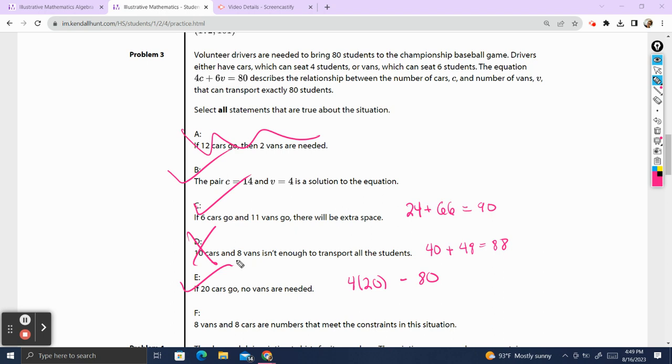8 vans and 8 cars are numbers that meet the constraints of this situation. So 8 cars by 4 people is going to be 32, plus 8 vans, that's 8 times 6, which is 48. This is going to get you 80. So yes, 8 vans and 8 cars meet the constraints in this situation.